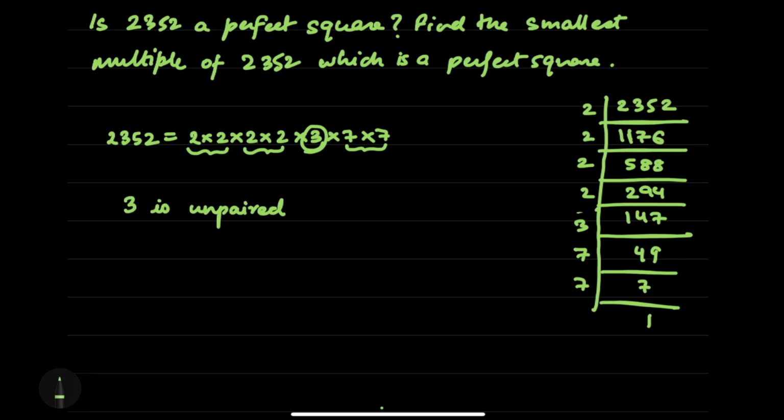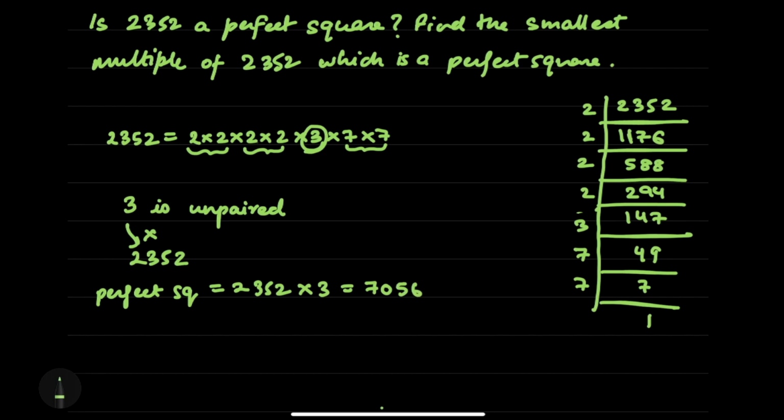So in order to get a multiple of 2352 which is a perfect square, we must multiply 3 to 2352. Let's find that out. So the perfect square would be 2352 into 3, which comes out to be 7056. And this is a perfect square whose square root, we'll take from the above prime factorization, is 2 into 2 into 3 into 7, which comes out to be 84. And that's how we solve this kind of question.